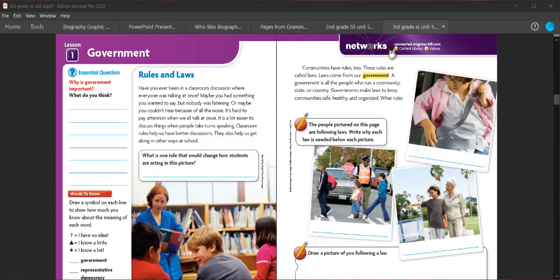Communities have rules too. These rules are called laws. Laws come from our government. A government is all the people who run a community, state, or country. Governments make laws to keep communities safe, healthy, and organized. What rules do you follow to stay organized at school? Quick check. Many communities in Florida have laws against littering. Why do you think this law is important?